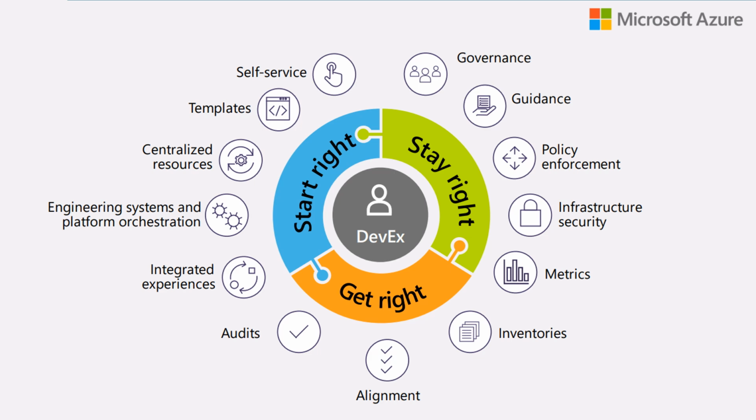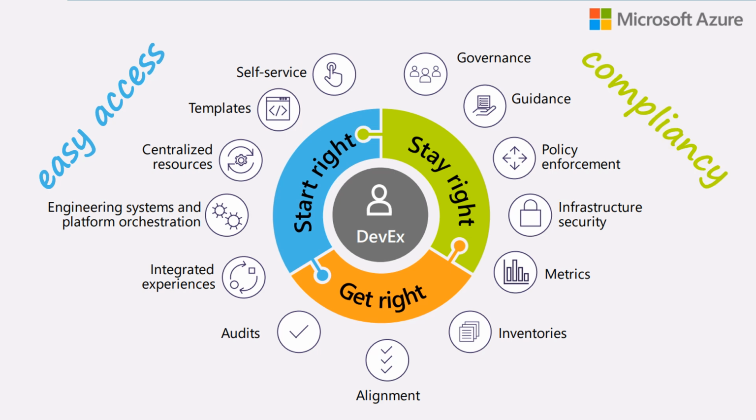To start right, developers need easy access to tools and systems that comply with organizational requirements. They stay right through automated governance and policy. To get right, the organization needs to think of developers as an internal customer and look for ways to improve their experience. Let's try to connect some dots.